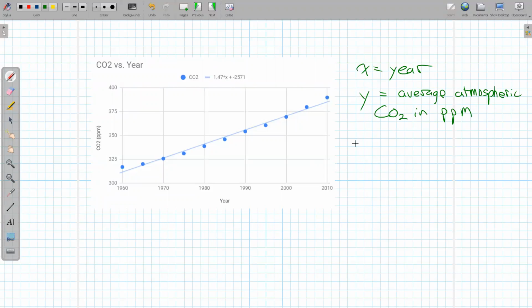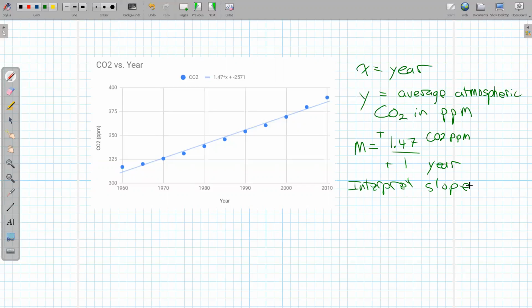And the slope here, M, is about 1.47. I'm going to call it 1.47 over 1, and remind myself this is a positive change. This one right here is the CO2 parts per million, and this one right here is the year. So I want to interpret the slope here. What does it mean?